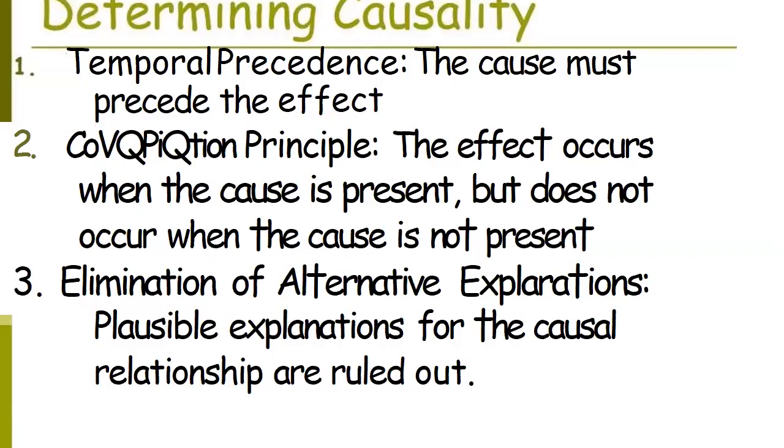Temporal precedence: the cause must precede the effect. So everybody knows cause and effect relationship. Either you start from the cause and come to the effect, or there are many retrospective studies you can plan. In retrospective, first you see the disease cases, and then go in the backward direction. What are the causes? So this is temporal precedence. Then the effect occurs when the cause is present, but does not occur when the cause is not present. Then elimination of alternative explanations: possible explanations for the causal relationship are ruled out. So this is determining the causality.